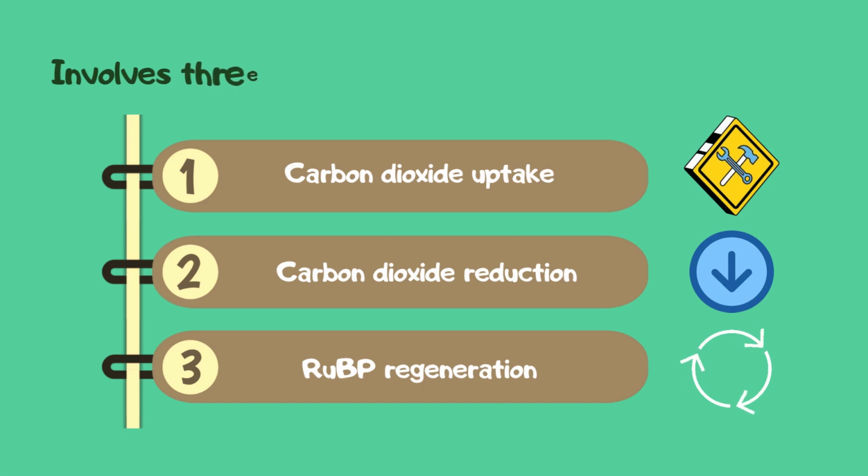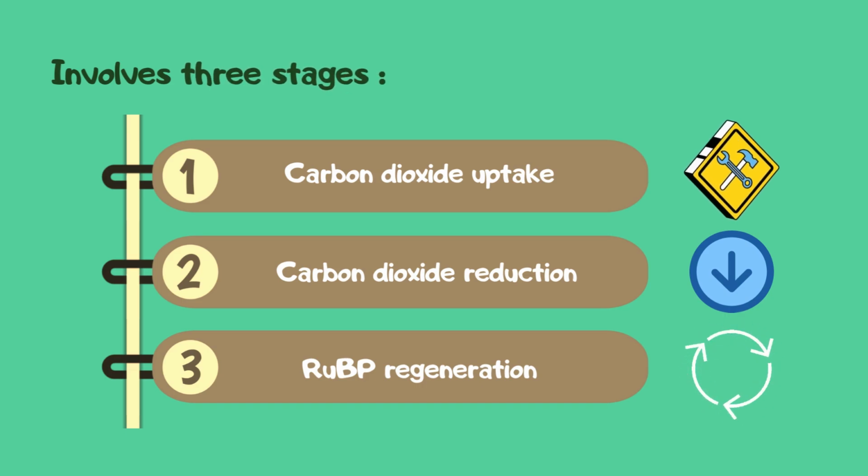The Calvin cycle will be divided into 3 stages. Firstly, carbon dioxide uptake. Secondly, carbon dioxide reduction. And lastly, RuBP regeneration. Okay, let's go!